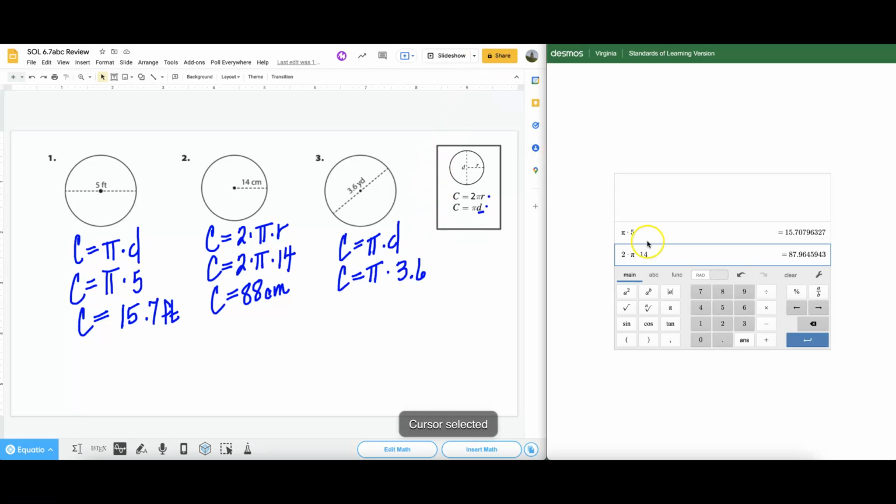When I go to my calculator, again, I'm going to find a new line, and I will put in pi times 3.6. And my circumference for this circle is going to be 11 3/10, and this is yards. So that is how you calculate the circumference of a circle if they give you the diameter or they give you the radius.